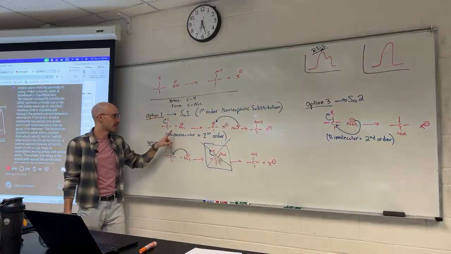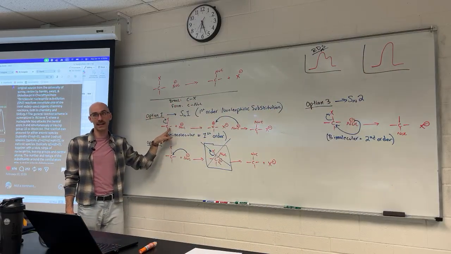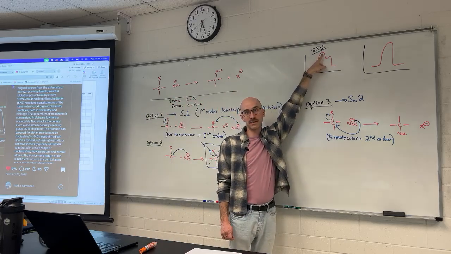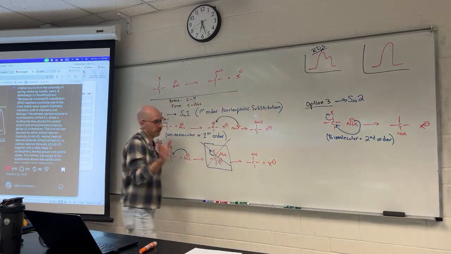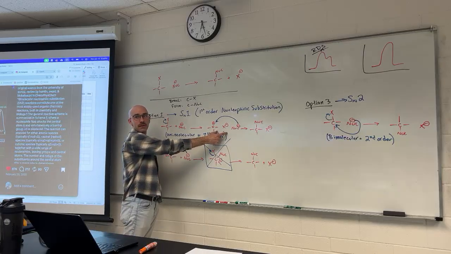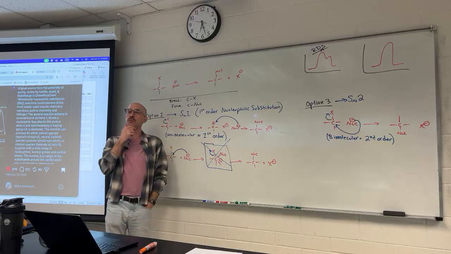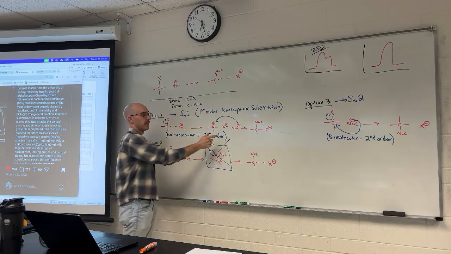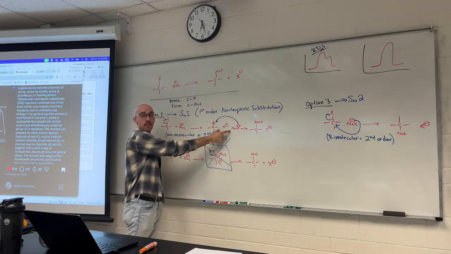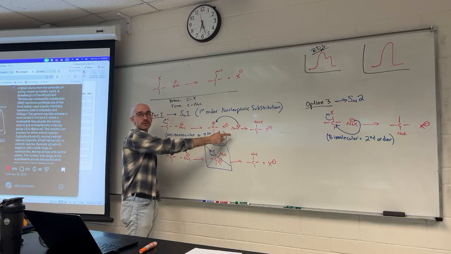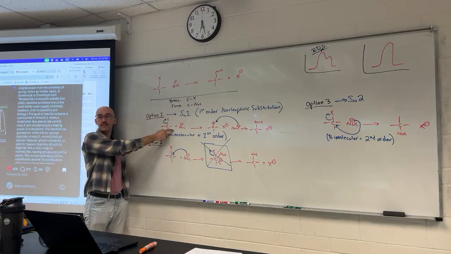But this reaction only needs the alkyl halide to form the carbocation. That is the rate determining step. If in an alternate universe this were the rate determining step, then it would also be bimolecular. But this happens much, much more quickly. This is much, much easier to do than this.